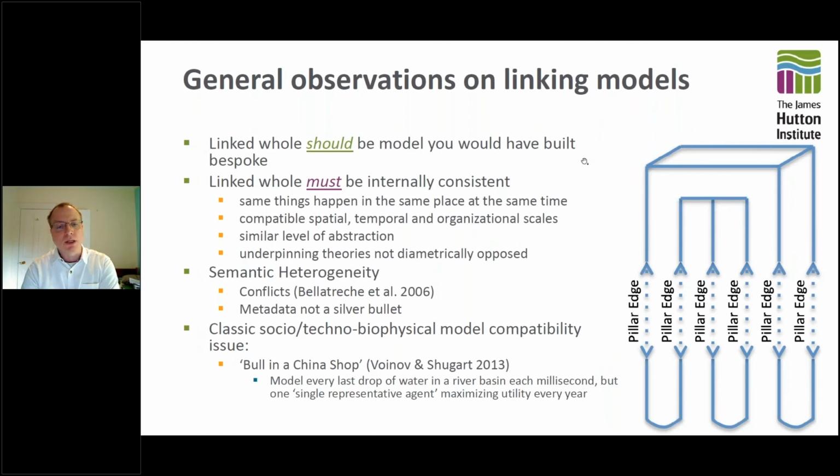There's a classic issue that can occur when connecting social and technological or biophysical models together, really due to the much more significant pedigree and history of providing models in the biophysical sciences. So, for example, you might model every last drop of water in a river basin every millisecond. But because we've not got so much experience or history of modeling social systems, you just have something very crude and simple modeling the whole social system. Voinov and Shugart have an article in Environmental Modelling and Software with the wonderful word "integronsters" in the title, which is a concatenation of integrative and monsters. And a bull in the china shop metaphor is what they use to illustrate this concern. Next slide, please.